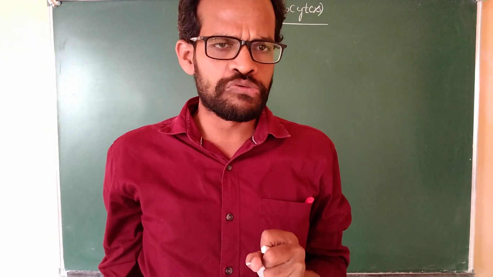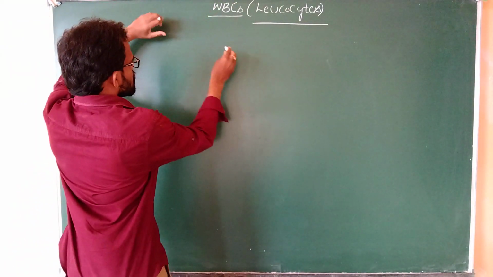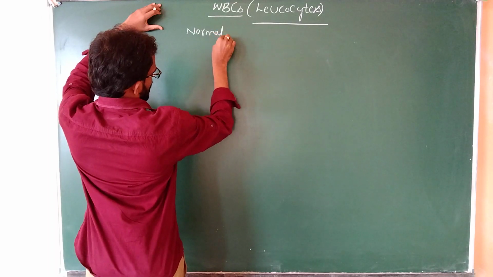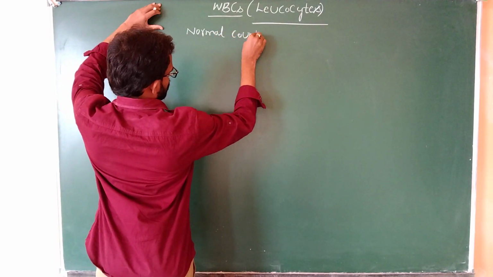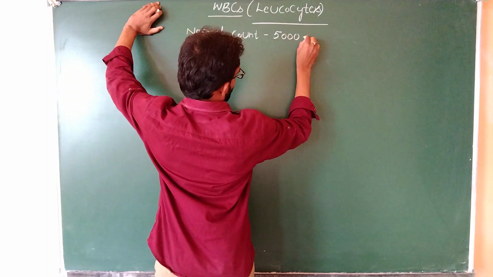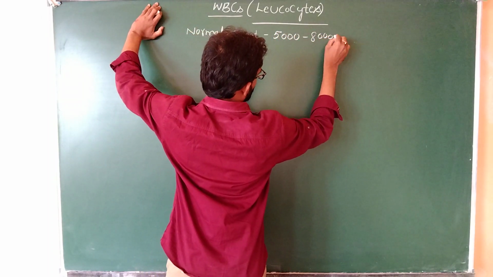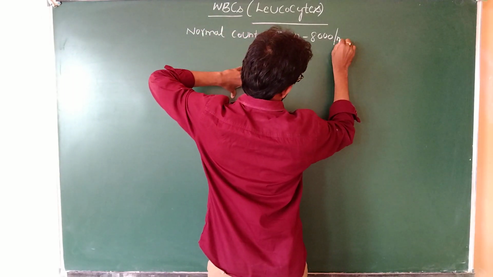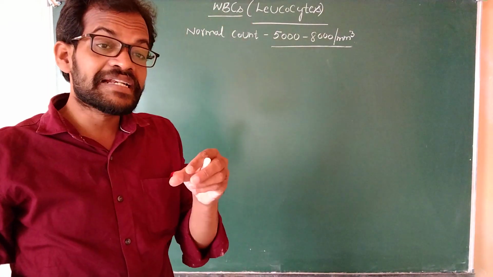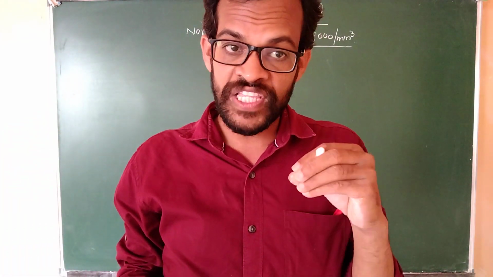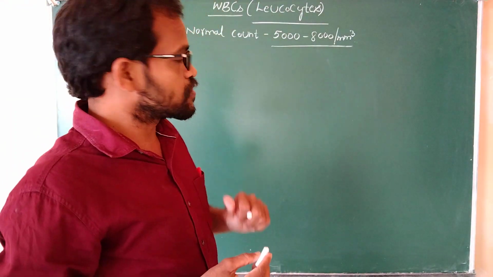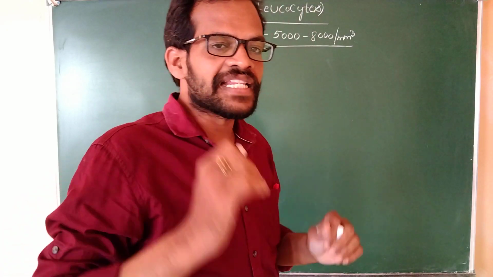The normal count of the leukocytes is 5,000 to 8,000 per cubic millimeter. This is the normal count of the white blood cells present in human beings.